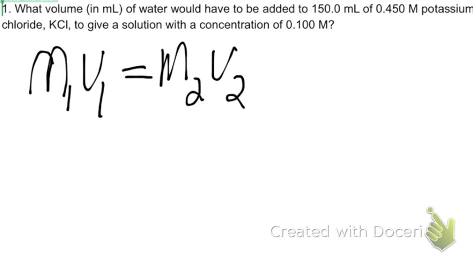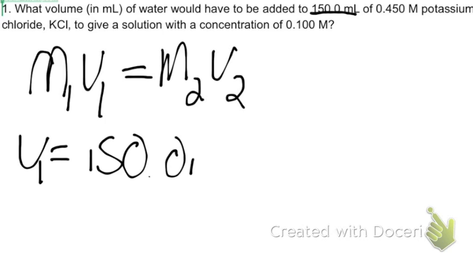It's really pretty straightforward. So what's it telling us? What volume in milliliters of water would have to be added to 150 milliliters of 0.450 molar potassium chloride, KCl, to give a solution with a concentration of 0.100 molar? All right. So it's a little bit like back when we did gas laws. We've got to identify what we know. So we know that we started with 150 milliliters of solution.